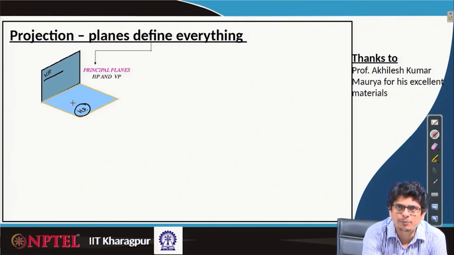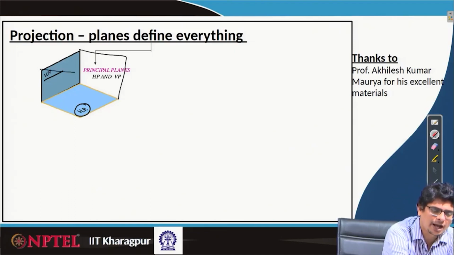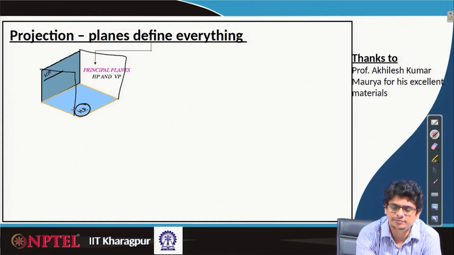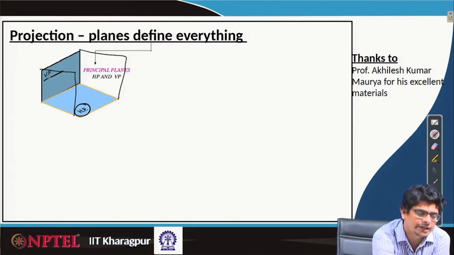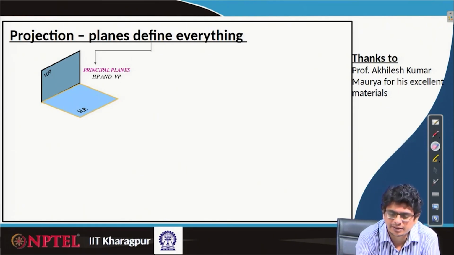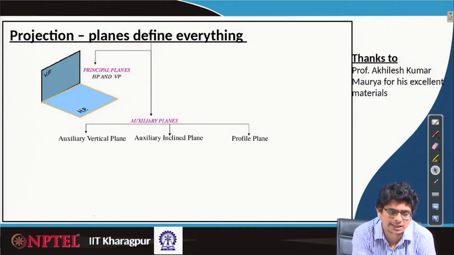The other plane is the profile plane. That profile plane can be on this side or perhaps on that side also. These are additional details. The principal planes, or the main planes we are referring to, are the vertical plane and the horizontal plane. Side planes are always profile planes. The other planes are called auxiliary planes. These auxiliary planes can be auxiliary vertical planes, auxiliary inclined planes and profile planes.